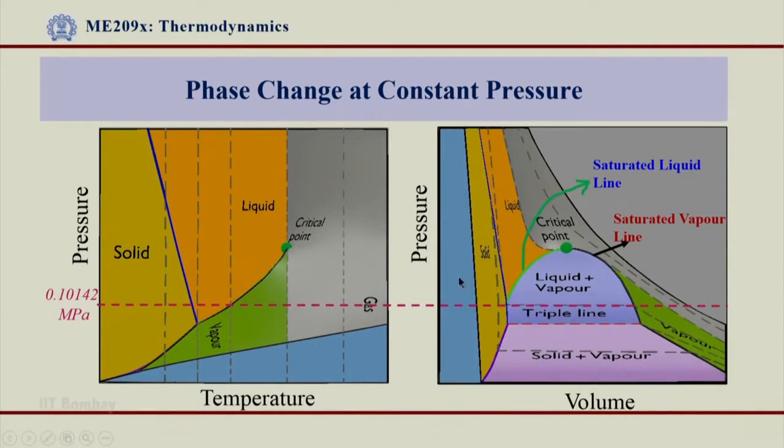Similarly, if I show the same thing on a PV diagram, I get a horizontal line, but when I go from liquid to vapor, I pass through a two-phase region, or I go through the dome, and in this dome what lies is liquid plus vapor two-phase mixture. Alright. So let us now show an animation of a process where we try to supply heat to water, and let us see what happens to this water.